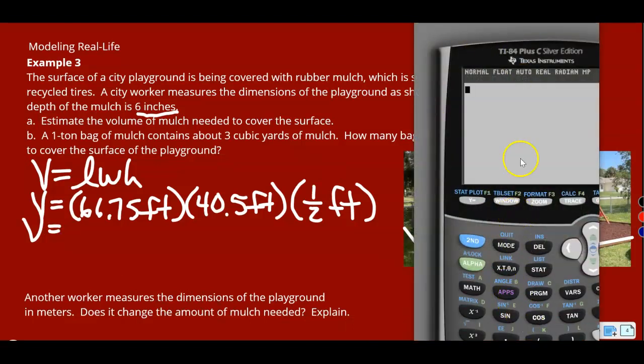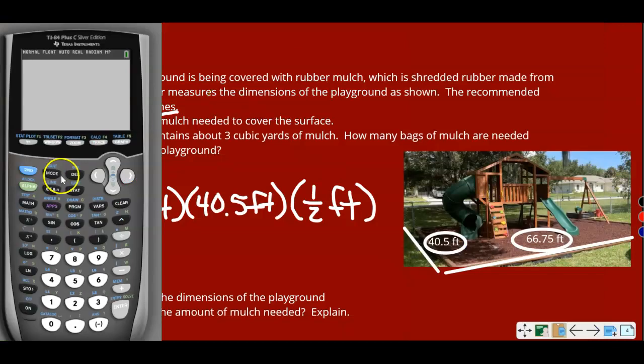All right, so we're going to go ahead and type this in. So we got 66.75 times 40.5 times 1/2. 1/2 is the same as 0.5, so you could put in 1/2 or 0.5. So that's 1,351.6875. We don't have to have it that exact here. These are in a tenth, this one is in a hundredth place, and 0.5 would be in a tenth.